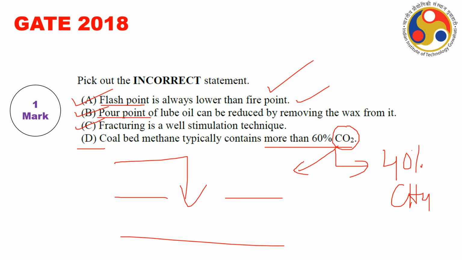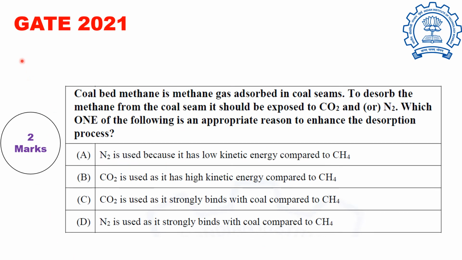Okay. So CO2 or N2 both can be used, but N2 will assist in the initial production stage and not during the peak production stage. But CO2 will facilitate the production process of methane a little faster than N2 desorption process. So the answer is option D, the incorrect statement. GATE 2021, Organizing Institute IIT Bombay, 2 mark question.